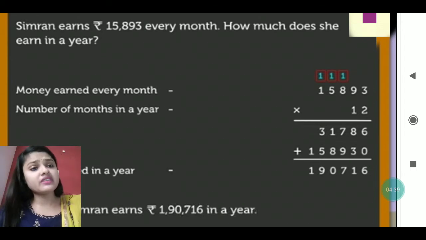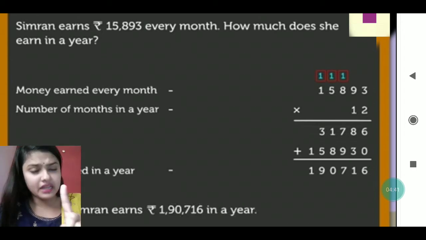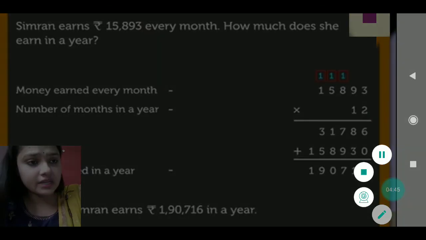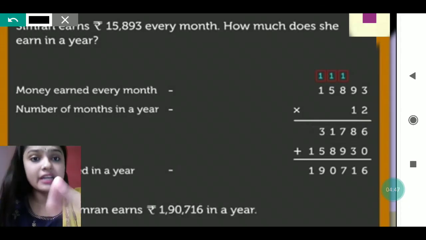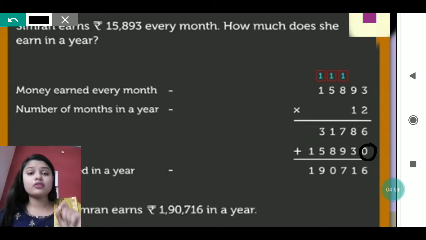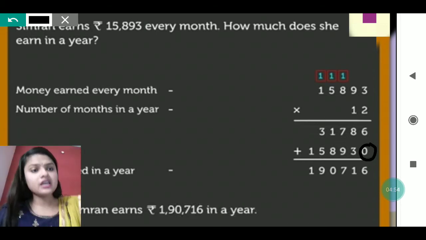Now we have to multiply with the tens place, that is the written 1. So we have to read the table of 1. But before reading the table of 1, we have to put 0 at the first place. Okay, now let's do.